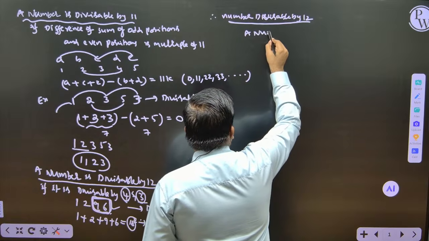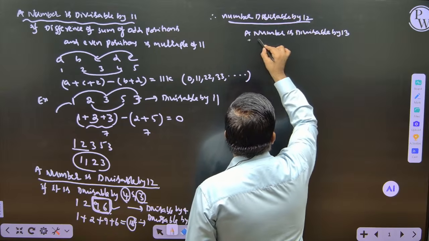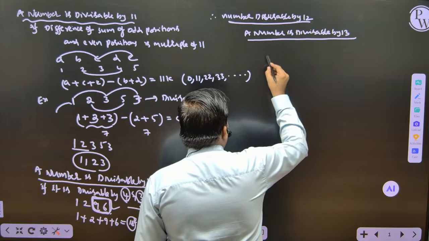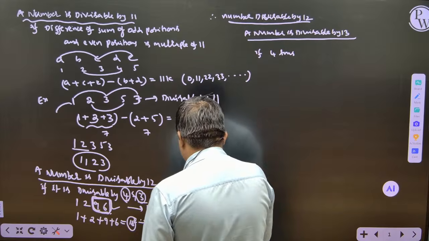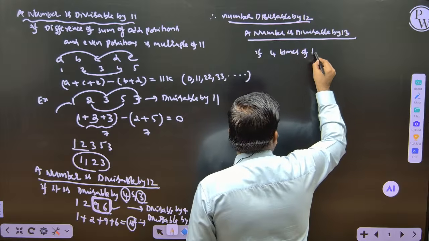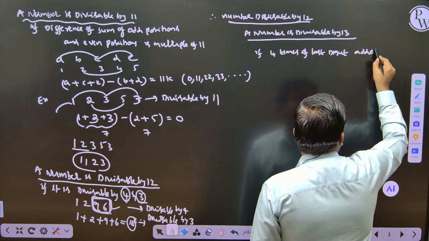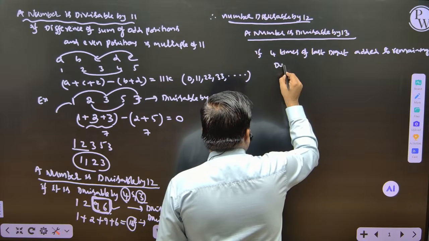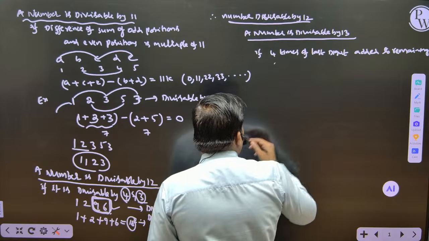Next, a number is divisible by 13. Then the rule is different here. What is that? A number is divisible by 13 if 4 times the last digit is added to the remaining digits, added to the remaining number.